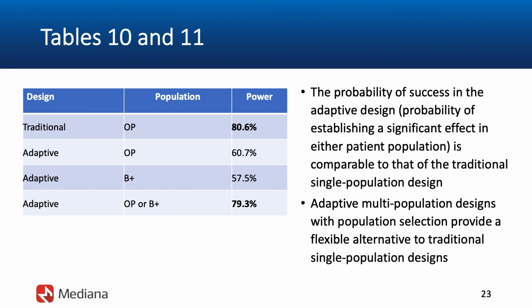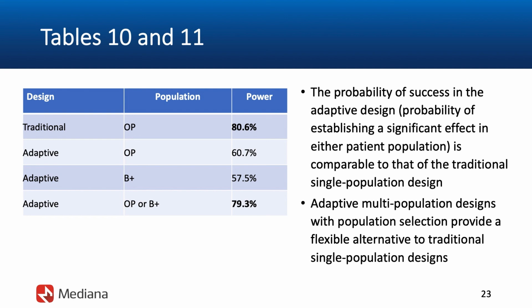This slide combines the results including tables 10 and 11 in the simulation report. These results support an informative comparison of the traditional single population design, which serves as a benchmark, and the multi-population design with adaptive population selection. I would like to mention here very quickly that in the traditional setting, a futility stopping rule in the overall population would also be enabled.